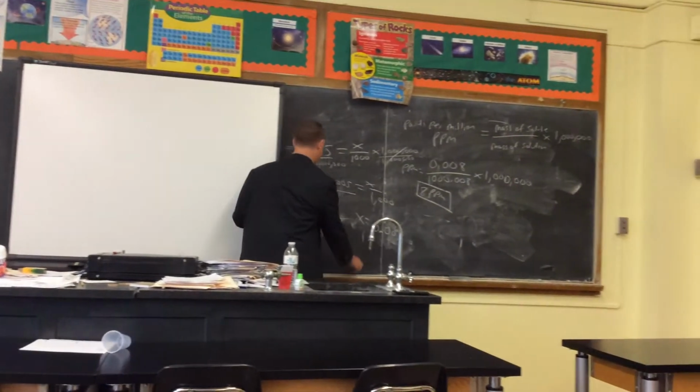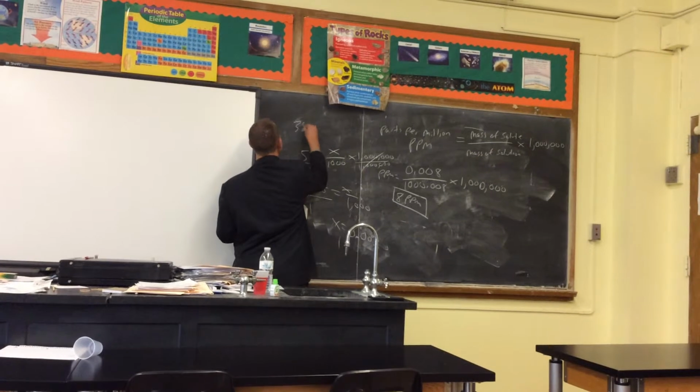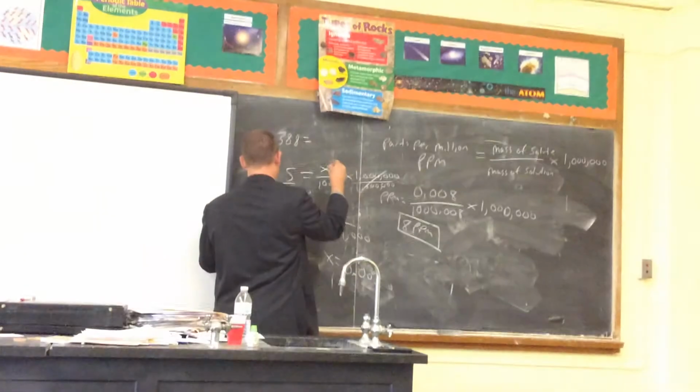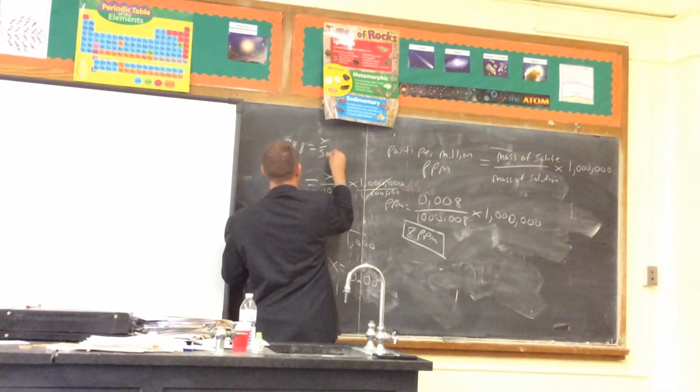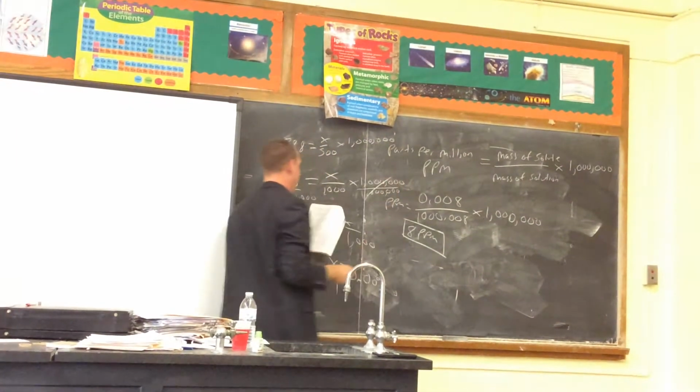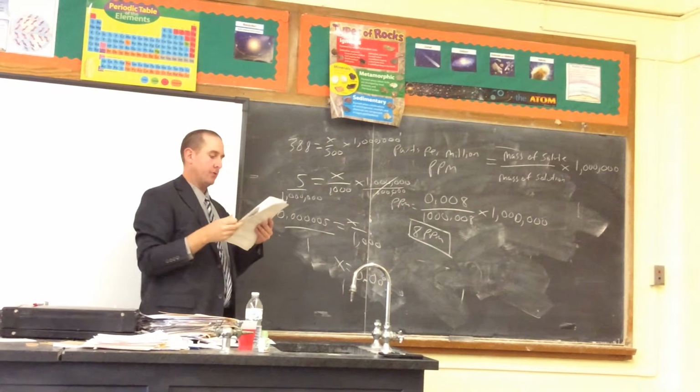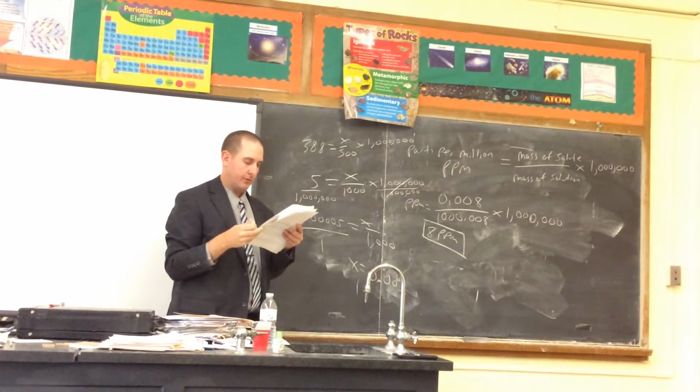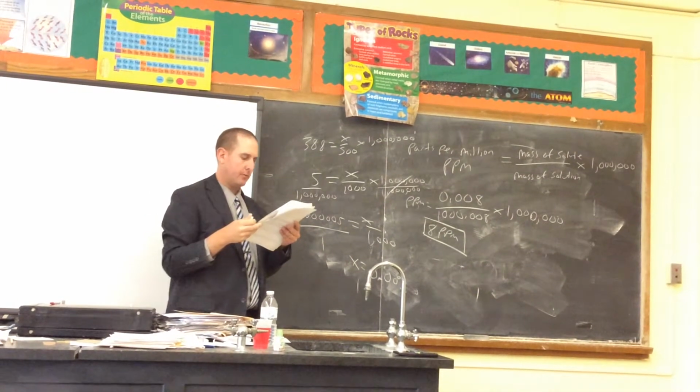Write this on the board. So answer number 10 is 388 equals X over 500 times 1 million. And you have to have an answer too. The answer is 0.194, I believe it is. 0.194.